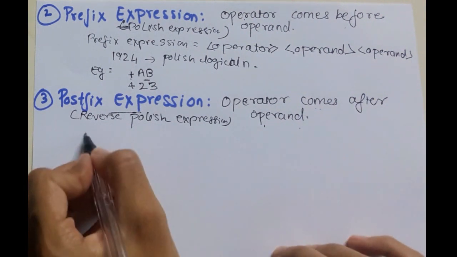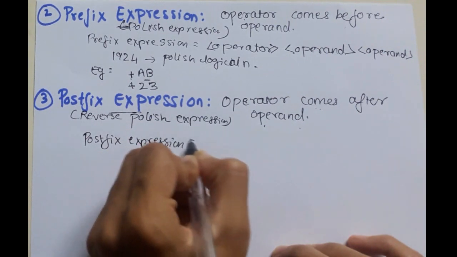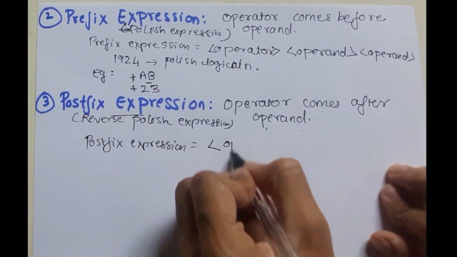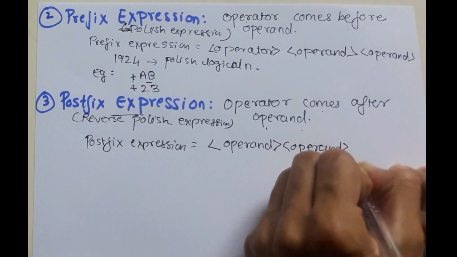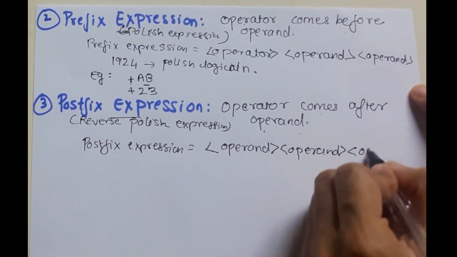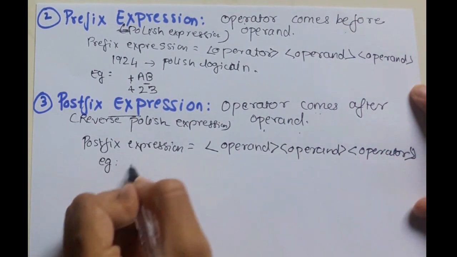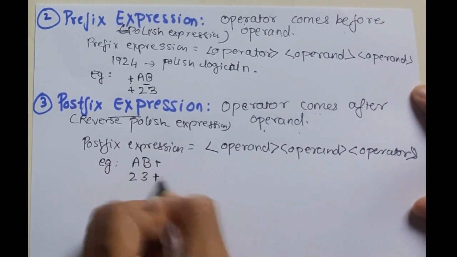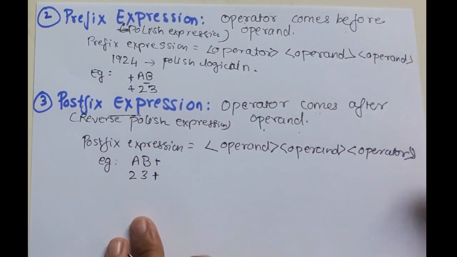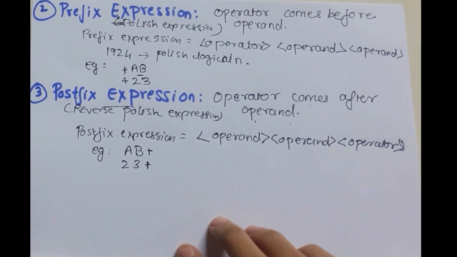And how is a postfix expression formed? Postfix expression equals to, first there will be operands and then there will be operator. Okay. Examples: A, B plus, one more example 2, 3 plus. So this is a postfix expression. Okay. Now let us see how an infix expression is converted into prefix expression and postfix expression.